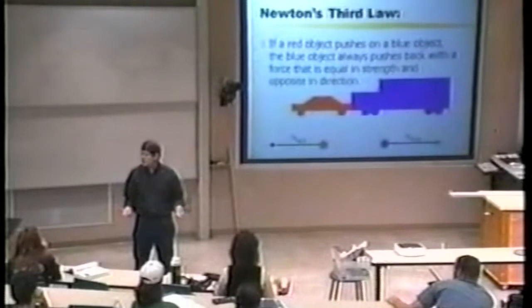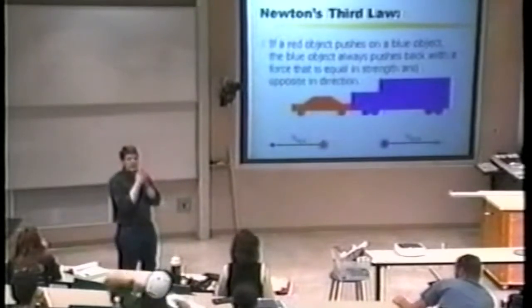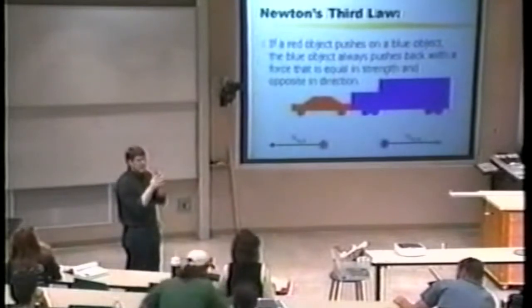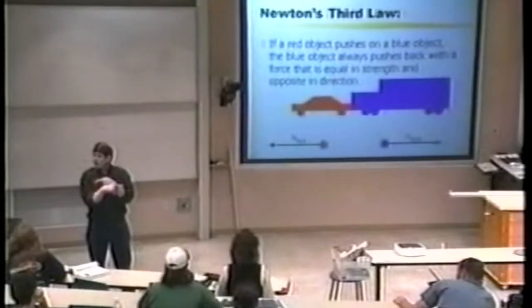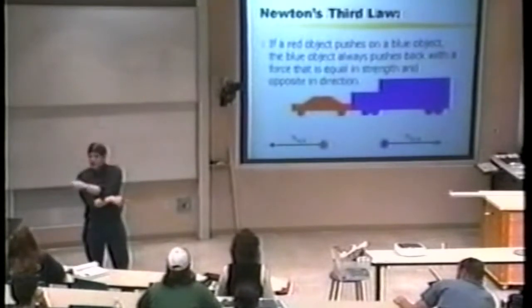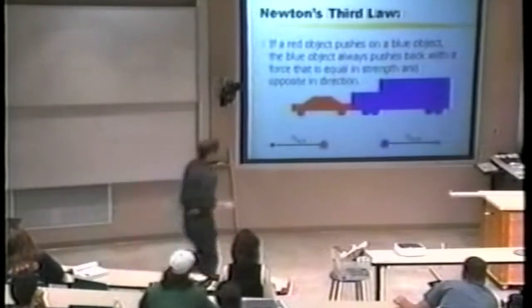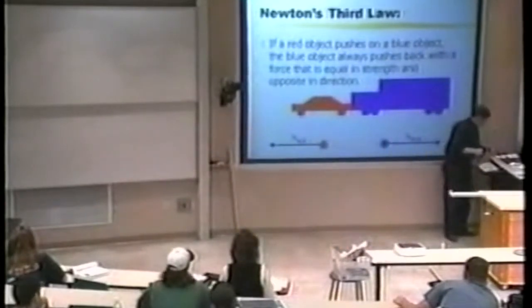They come as matched sets. You will always see two forces appear at the same time. They will be equal to each other. They'll be pointing in the opposite directions, and they'll be acting on different objects. If one of them's acting on the blue object, the other one will be acting on the red object. And they're a matched set, a marriage. Okay? Marriage.